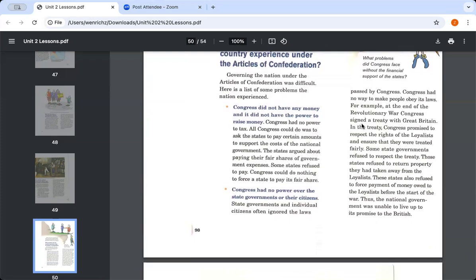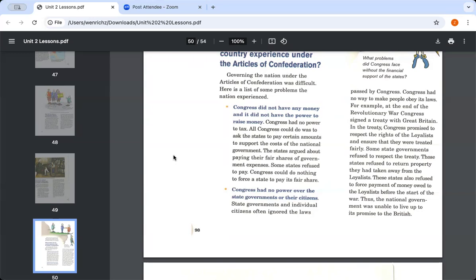Next, Congress had no power over the state governments or their citizens. State governments and individual citizens often ignored the laws passed by Congress. Congress had no way to make people obey its laws. For example, at the end of the Revolutionary War, Congress signed a treaty with Great Britain. In the treaty, Congress promised to respect the rights of the Loyalists and ensure that they were treated fairly.